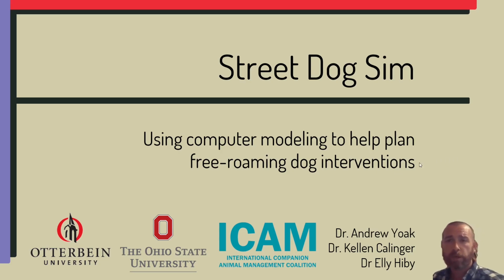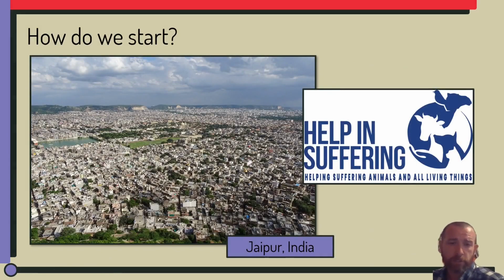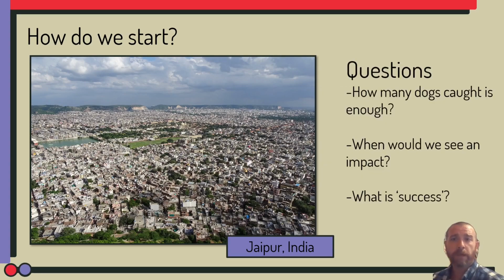So let's talk about why we would use StreetDogSim and the use case for it. Where do we start? If we were to go to a city like Jaipur in India, there's already a fertility control program. There's already a program that's been running for 25 years. We don't need to give advice to these sorts of programs. But what if that program didn't exist? What if this hadn't ever been done and there was a large population of dogs in Jaipur that was uncontrolled and unregulated? Well, if that was a new city or a new location that we're coming to, how would I know what I should be doing, right?